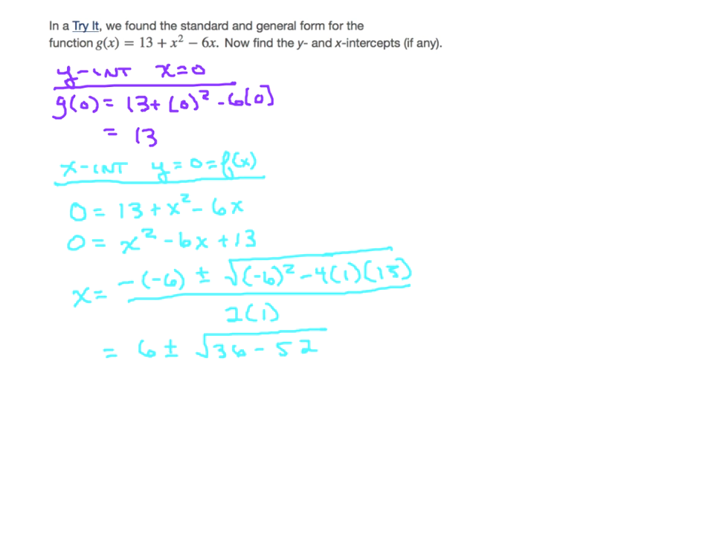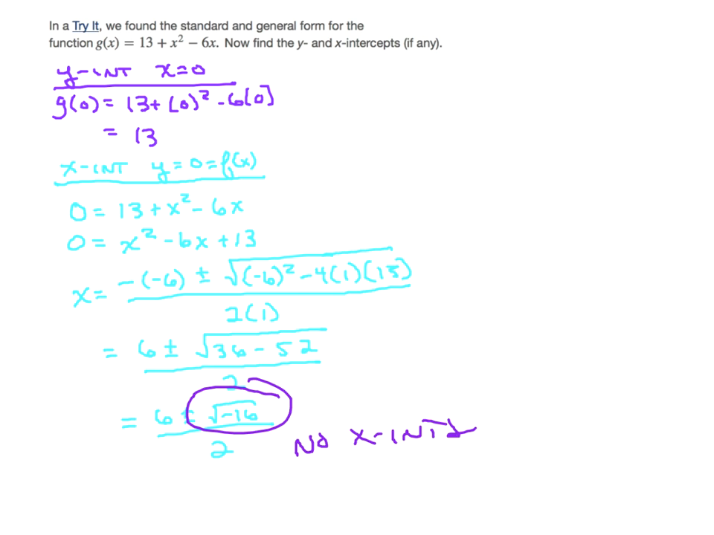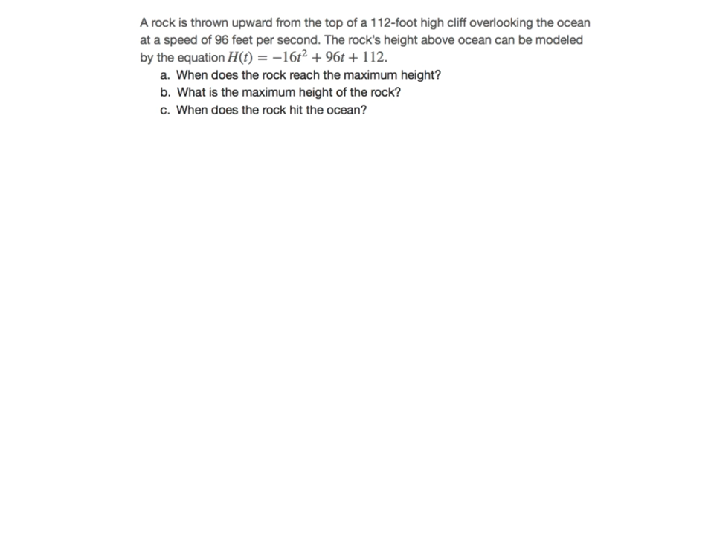I think we might have imaginary. Yep. We don't have to go any further than this, because when you subtract 52 from 36, you get negative 16. Those aren't x-intercepts, because this is an imaginary number right here. That tells me no x-intercepts. Yay.